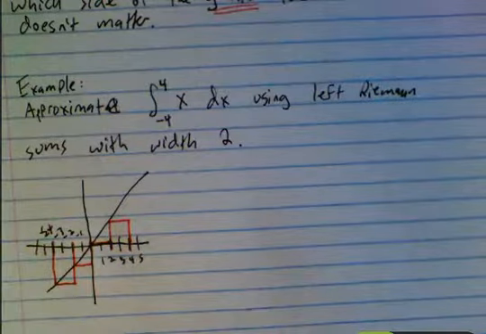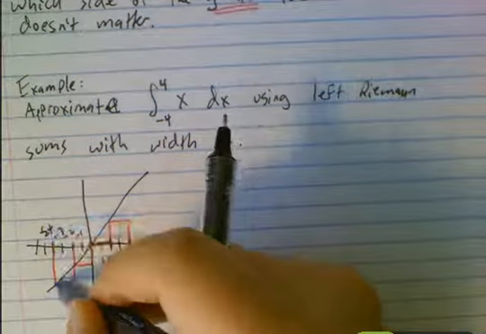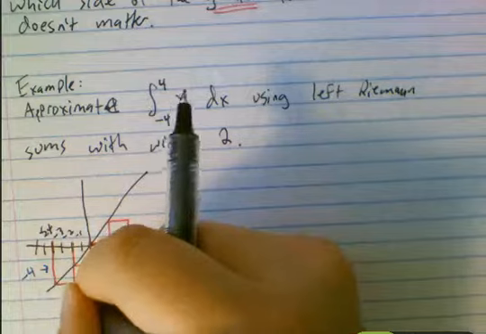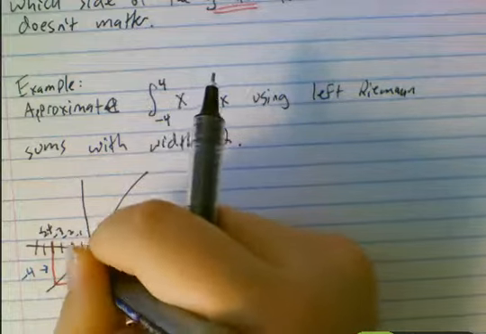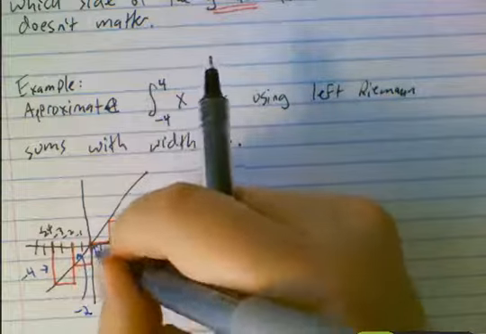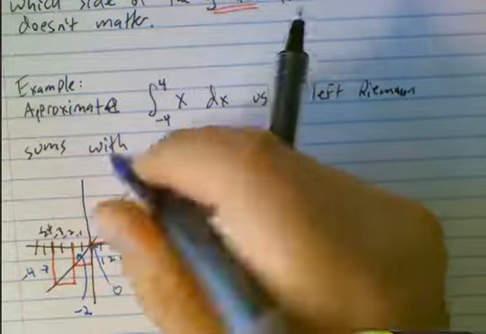Now we want to find the height for each of these. It's just y equals x. So whatever the x-coordinate is, that's the y-coordinate here. So this is -4. This right here, -2 high. This right here is 0 high. This right here is 2 high.